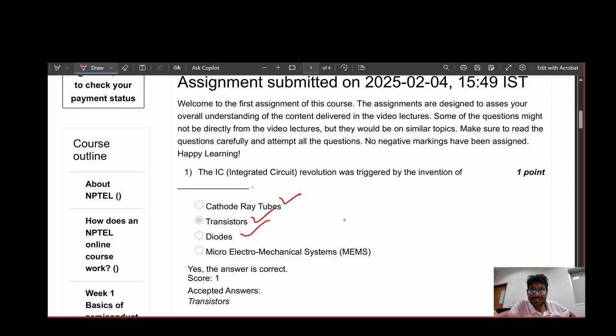In these, there is a fluorescent screen, and from behind there is an electron gun, and whenever electrons from that gun hit the screen, it glows. Based on that, our big home TVs work. Transistors are switching devices, or they can be used for amplification purposes.